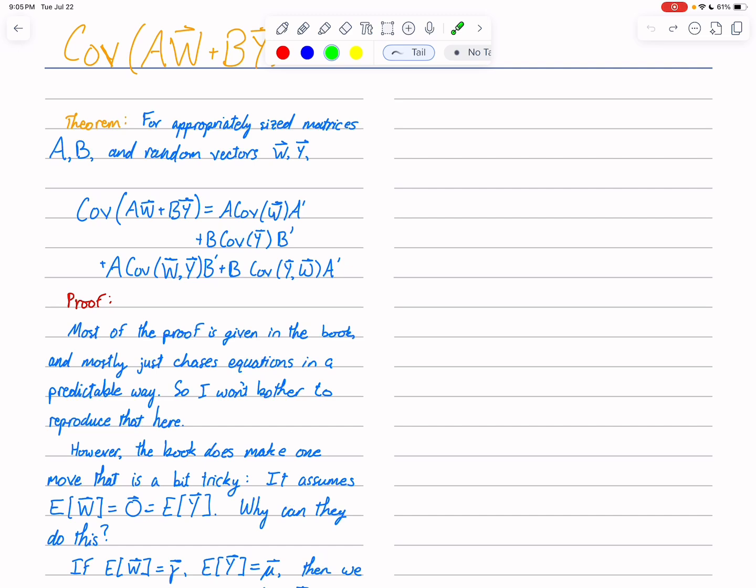Anyway, I'm not sure how to explain this such that it has a natural feeling, but it's a technical result, and we'll just go ahead and prove it. In fact, I'm not going to do most of the proof because the book already gives it, and it's a fairly straightforward proof. You do a lot of the things you would expect: you turn it into the expected value, and then you manipulate some matrix products and transposes with some distribution and so on.